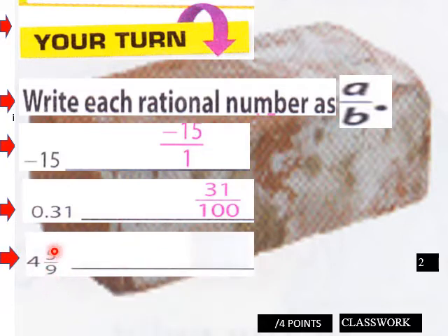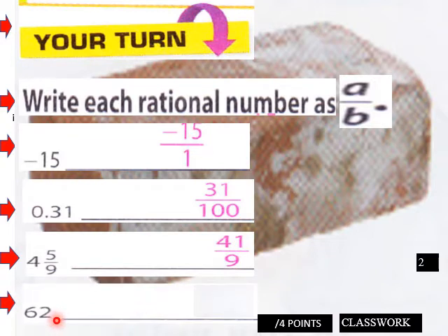And then for 4 and 5/9, how would you write this mixed number as a rational number, as a over b? It can be written as an improper fraction of 41 over 9. 4 times 9 is 36, plus 5 would be 41 over 9. So that would be this number written as a rational number, as a over b. And for 62, how would you write that as a rational number? 62 over 1 would be a way to write this as a rational number.